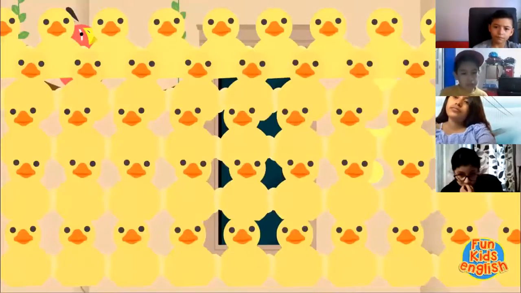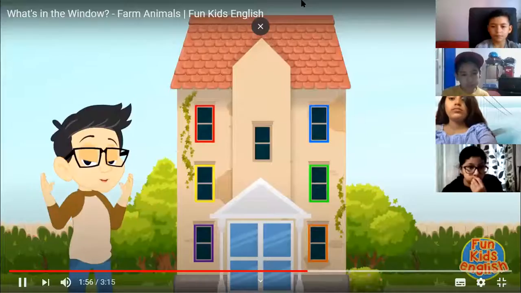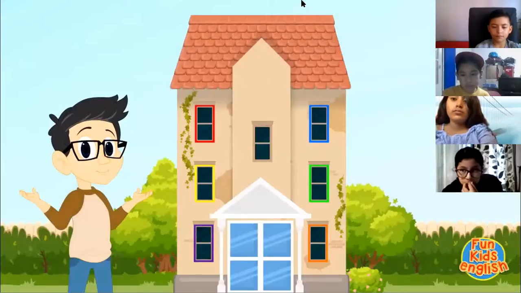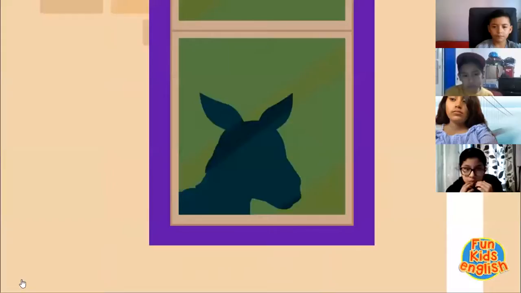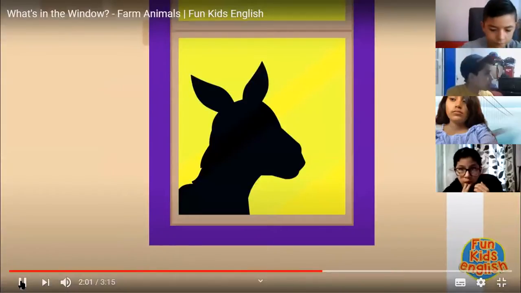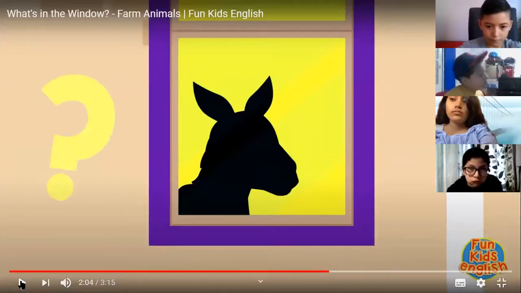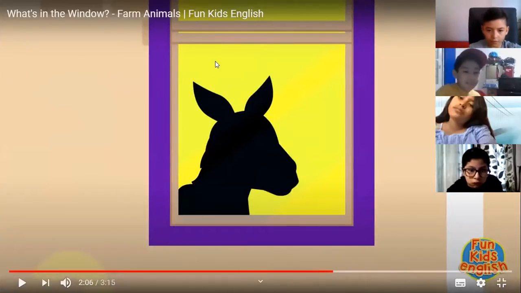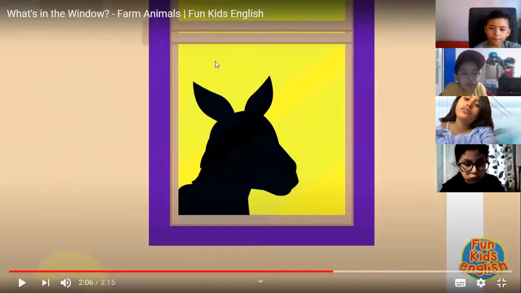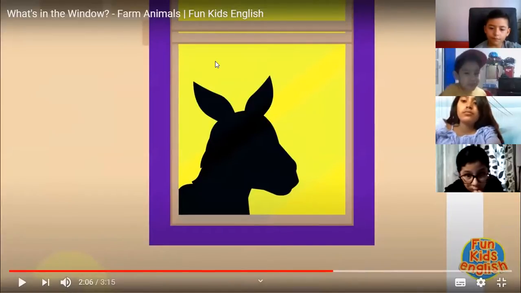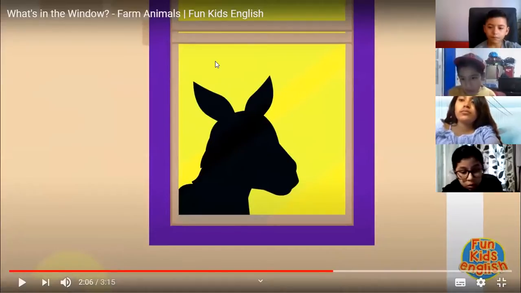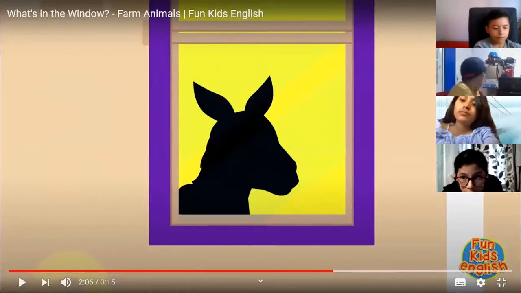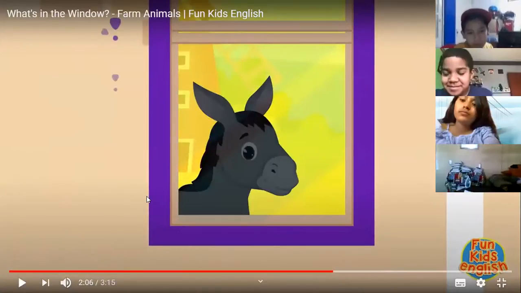What's in the window? Can you see? Boys and girls, come and look with me. Let's look in the purple window. What is it? Stephen? Esther and Remy. Was everybody happy with my results? It's a donkey.